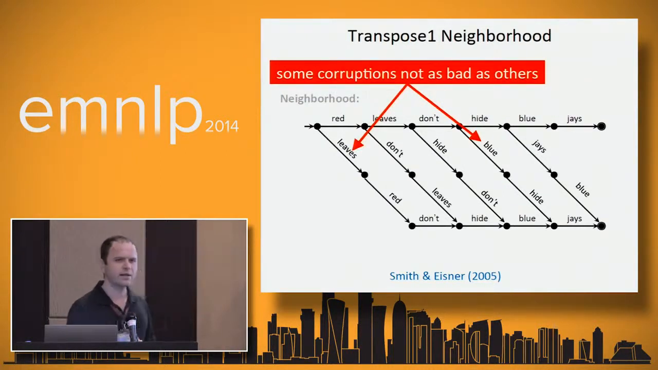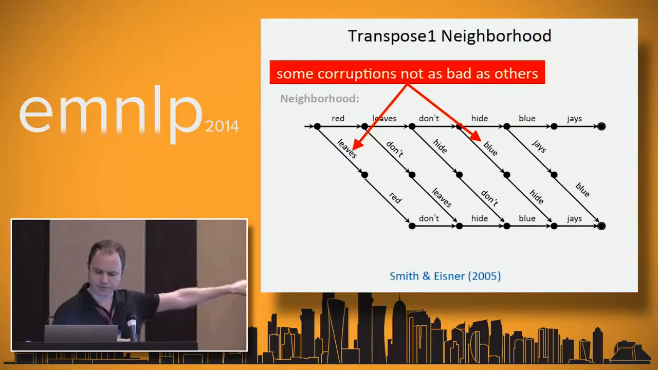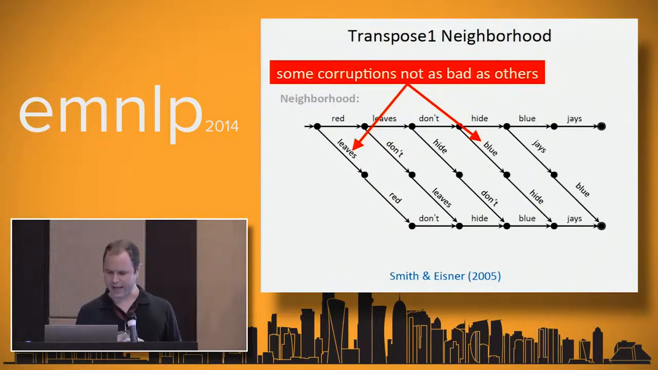And the second is that some corruptions are probably not as bad as others. The first one on the left, "leaves red, don't hide blue jays," maybe that's not as catastrophic a corruption as the other one I'm pointing to, which is "red leaves don't blue hide jays." That's really mucking with the verb, and then "blue jays" has become changed, whereas "leaves red" is maybe a more poetic way to write the same basic meaning. So we'd like to change the way that we weight these different elements of the corruption neighborhood.